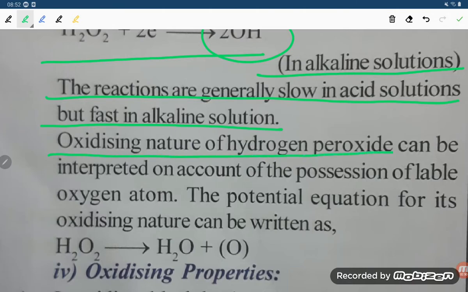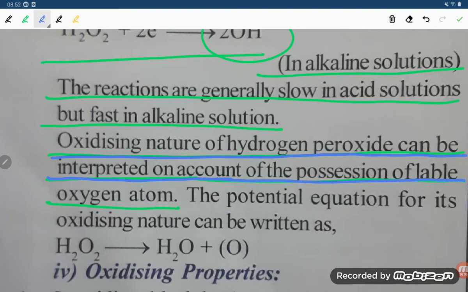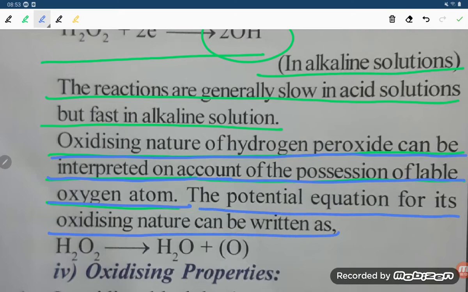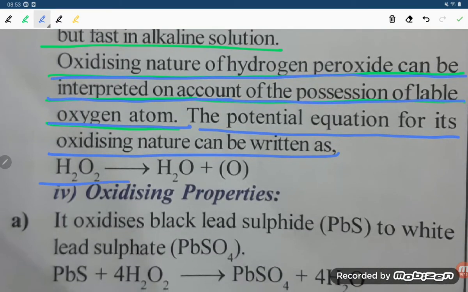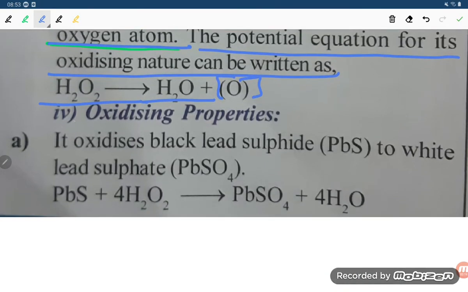The oxidizing nature of hydrogen peroxide can be interpreted on account of the possession of a labile oxygen atom. The equation for its oxidizing nature can be written as H2O2 giving H2O plus nascent oxygen. Oxidizing properties.